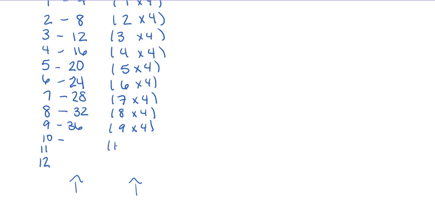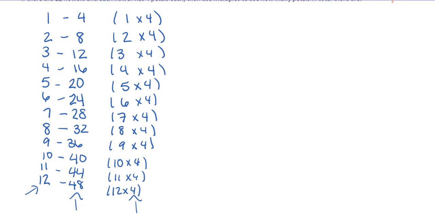So now we can go 10 times 4 is 40. And then 11 times 4 is 44. And finally, 12 times 4 is 48. So if there's 12 flowers, and there's 4 petals in each one, we would have 48 petals total. So you can see how multiples can just keep adding.